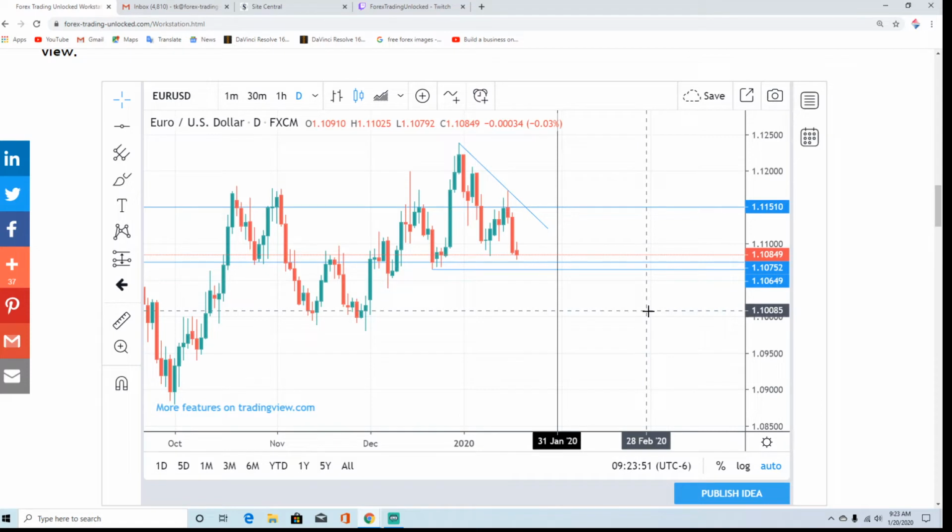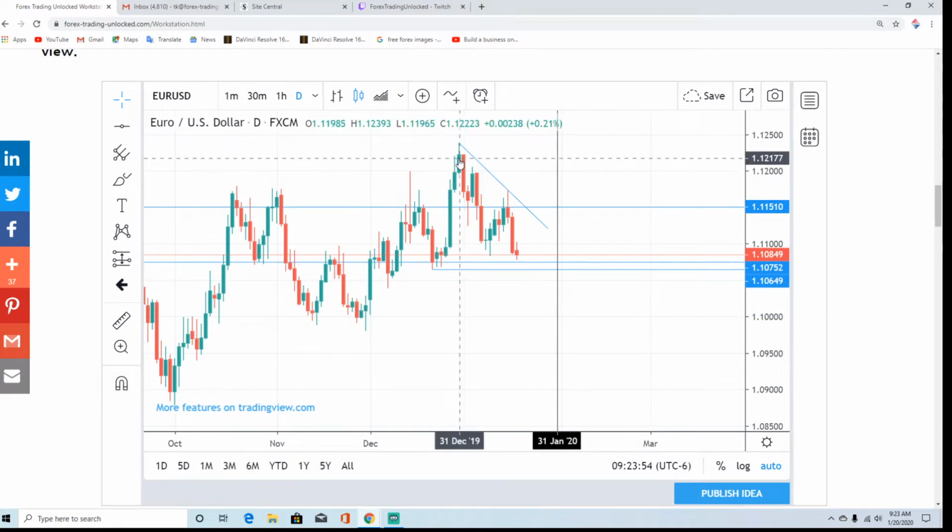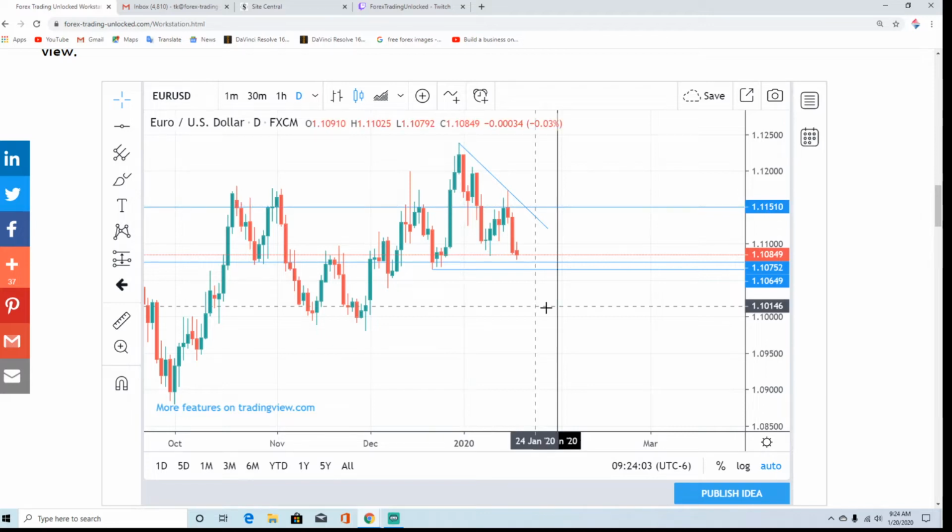I mean, look at this last higher move high that was set on December 31st. We're talking that it's not quite a full month yet, and the high on that day was $1.1239, and right now we're trading at $1.1084. That's not very much of a slide there.